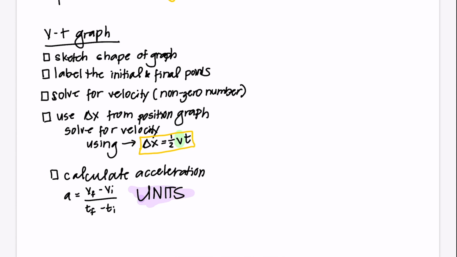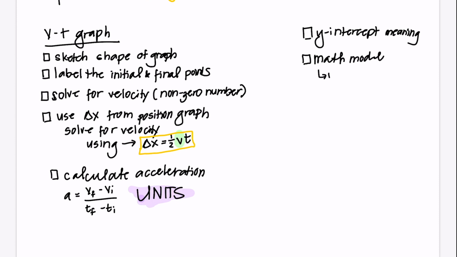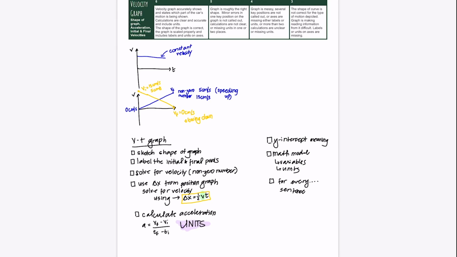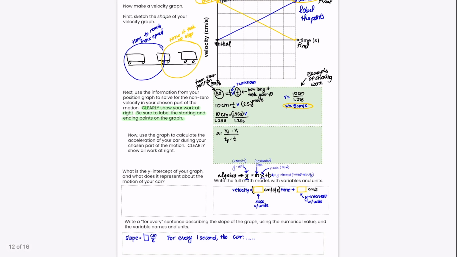Also, don't forget to have your y-intercept, meaning your math model with variables. Don't forget the units, and then your for every something sentence. Okay, so here's the review with the rubric, and then here is kind of the overall for what we're doing here. All right, thanks everyone.